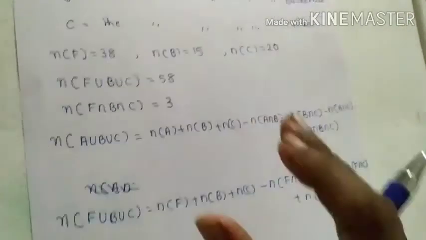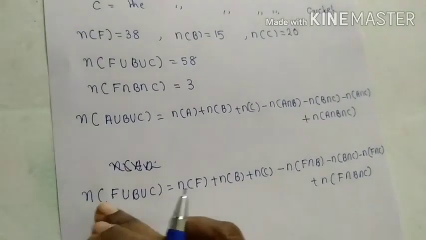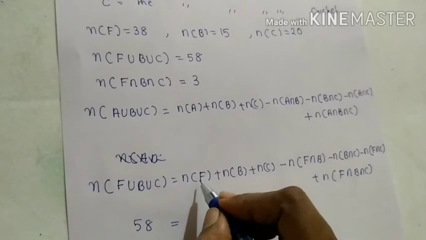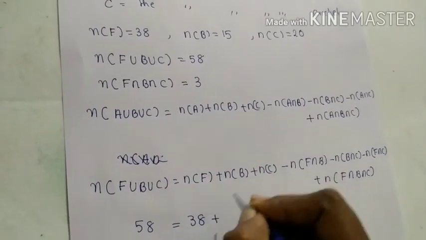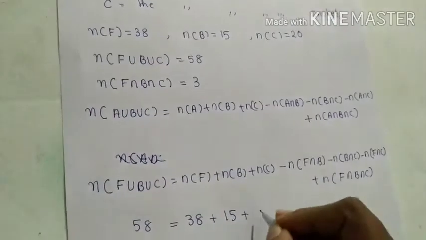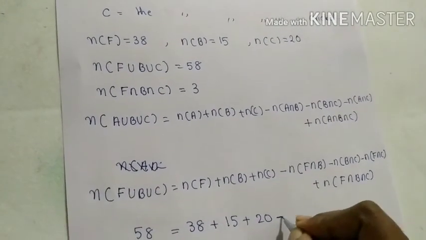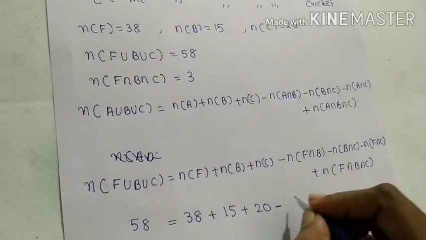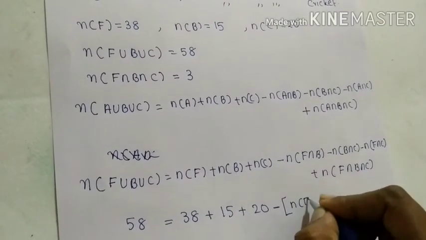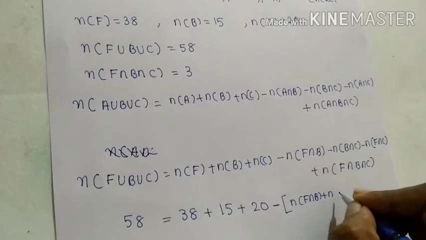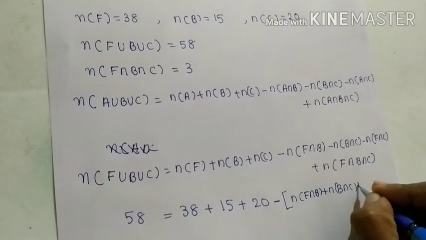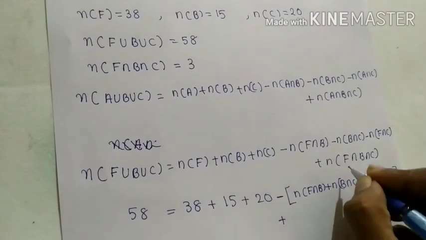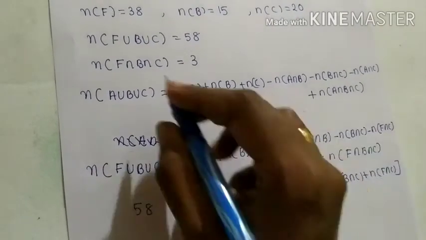So substituting the given values here, we get N of F union B union C equal to 58 equal to N of F is given as 38, N of B as 15 and N of C as 20 minus, here minus is common in these three terms, so taking it outside we get N of F intersection B plus N of B intersection C plus N of F intersection C. The last one, N of F intersection B intersection C, is given as 3.